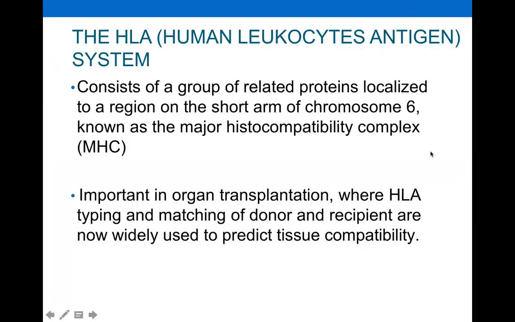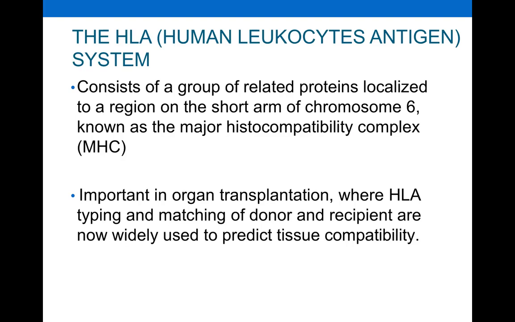Okay. So let's talk about the human leukocyte antigen or the HLA system. This consists of a group of related proteins localized to a region on the short arm of chromosome 6, and that is known as your major histocompatibility complex or MHC. Now, the HLA is important in organ transplantation, where HLA typing and matching of donor and recipient are now widely used to predict tissue compatibility.